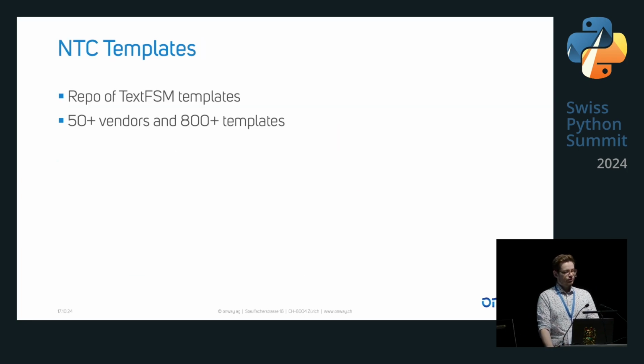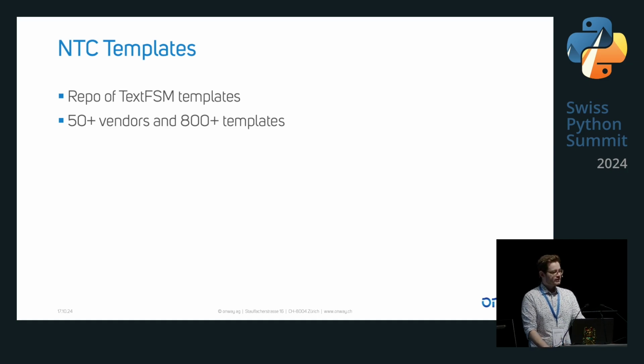Now, luckily for you, there's a company called Network to Code, and they provide a lot of different text FSM templates. So this repository contains more than 800 different templates from more than 50 vendors. So if you use one of the most common network devices or vendors, you shouldn't have the issue of writing these text FSM templates all by yourself.